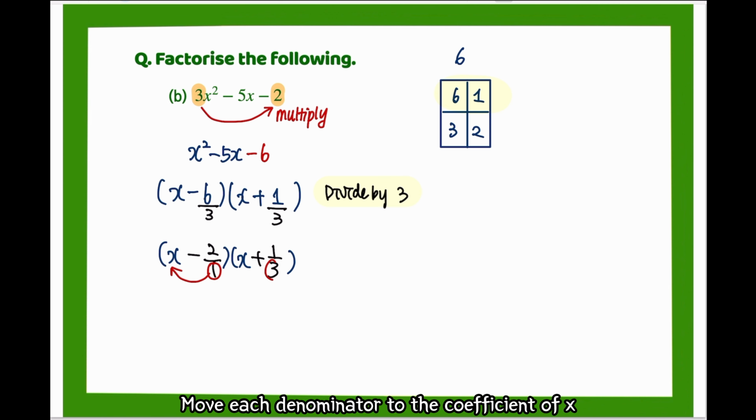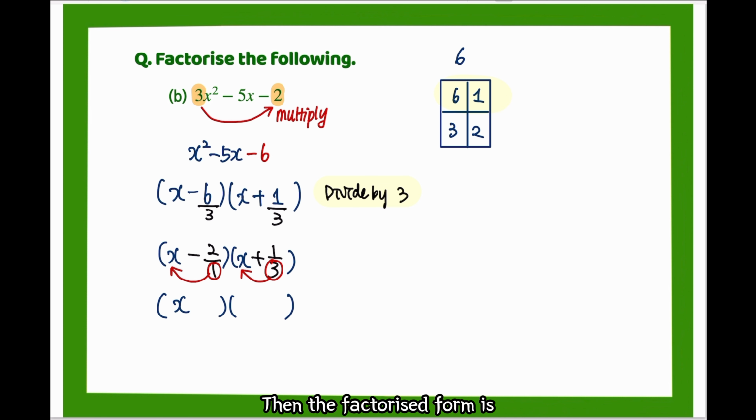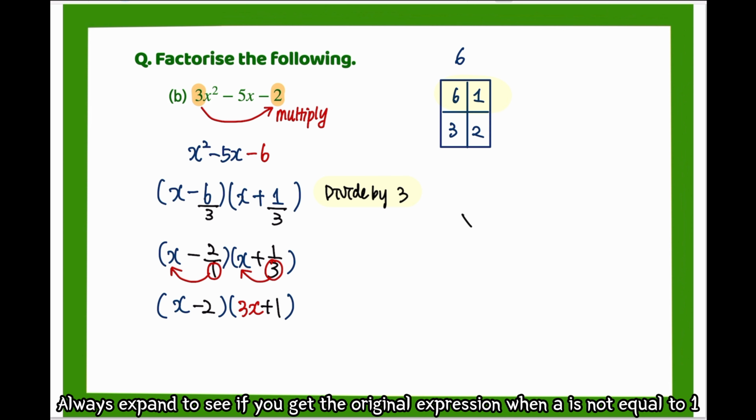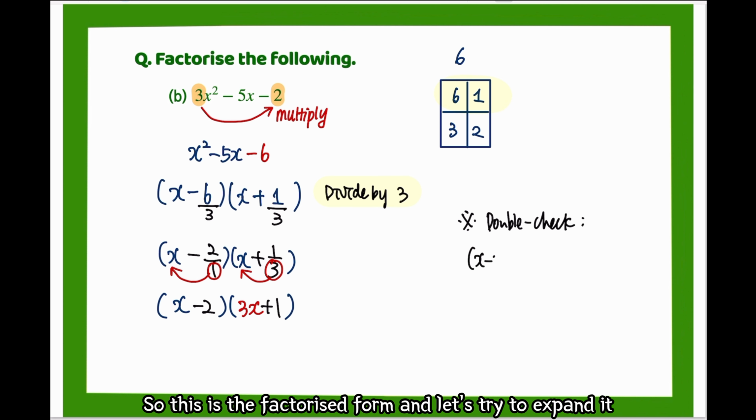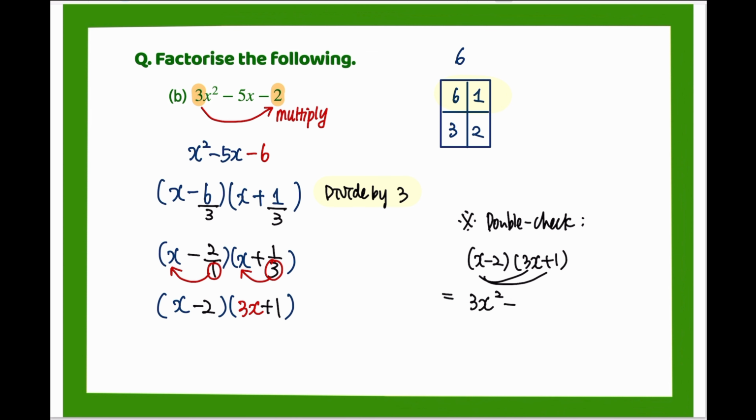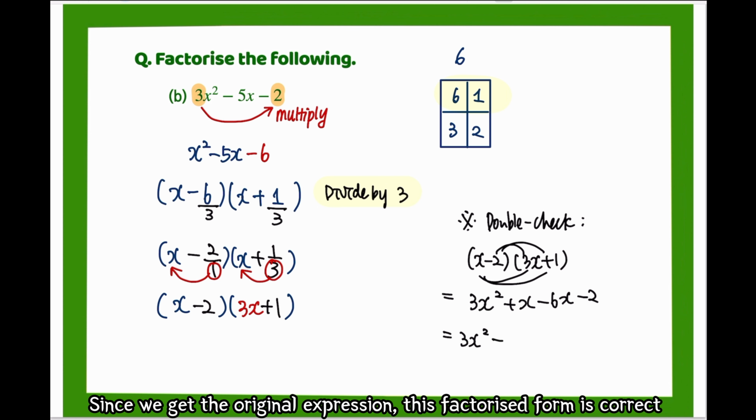Move each denominator to the coefficient of x. Then the factorized form is x minus 2 and 3x plus 1. Always expand to see if you get the original expression when a is not equal to 1. So this is the factorized form. And let's try to expand it. 3x squared plus x minus 6x minus 2. Since we get the original expression, this factorized form is correct.